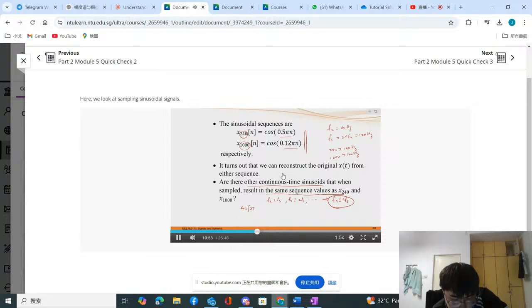cosine sinusoidal signal after sampling will be cosine of 2 pi fa times n Ts, plus the phase angle. Now, I can replace fa by fa plus or minus n fs.